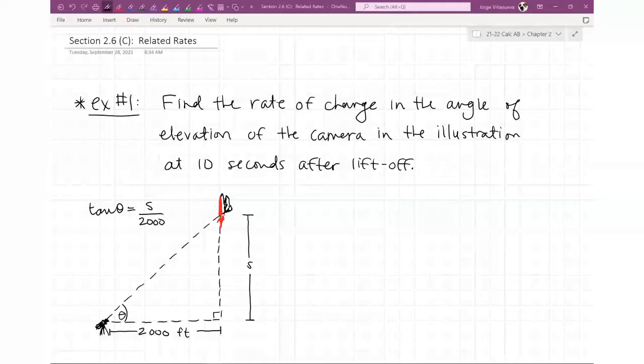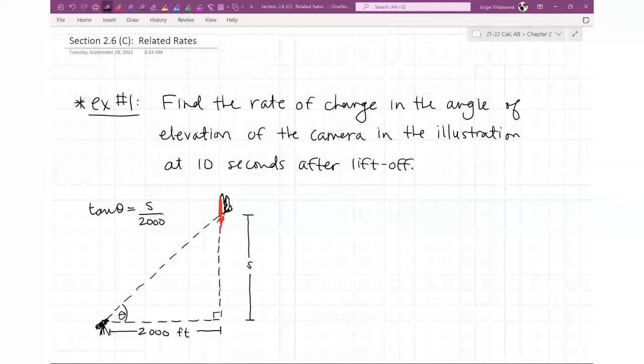We have something being launched up. We know that the height that it's at is an S value. We know that the camera is 2,000 feet away from wherever the launch pad was. And of course, the camera has a distance to that ship, but they really don't label that for us. The theta is what we're interested in, right?